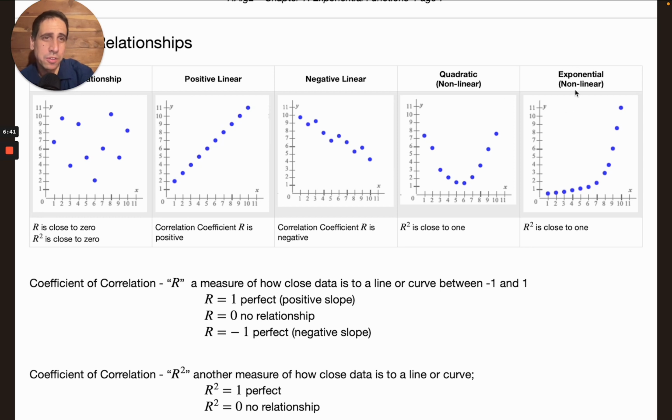The exponential curve right here is nonlinear. We recognize this now that we've done chapter 7. We recognize this as an exponential curve. You won't see the word exponential on alex.com. You'll just see the word nonlinear. Is it a line or is it not a line? Well, it's not a line, but the pattern is close, and we can see that the R squared value is going to be close to 1. Very close to a perfect relationship. Things are really going well for this data set. It's going up.